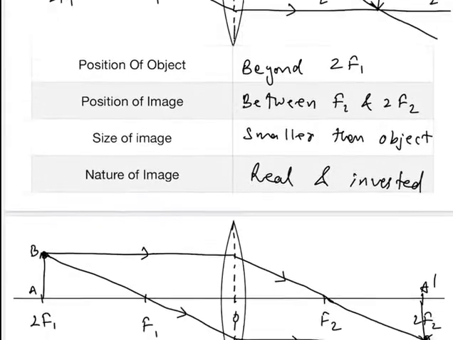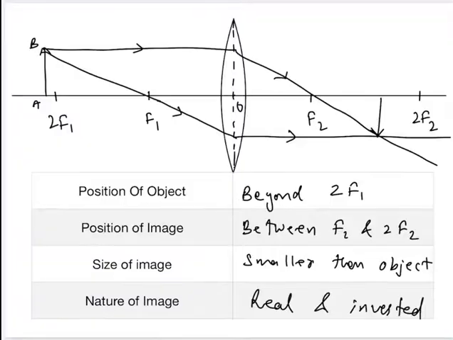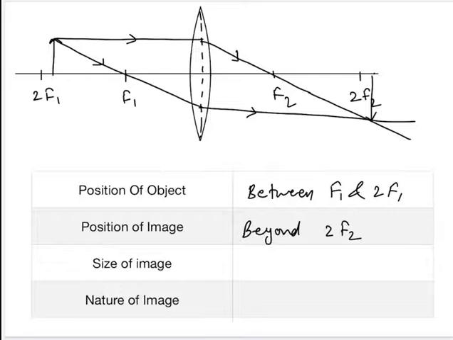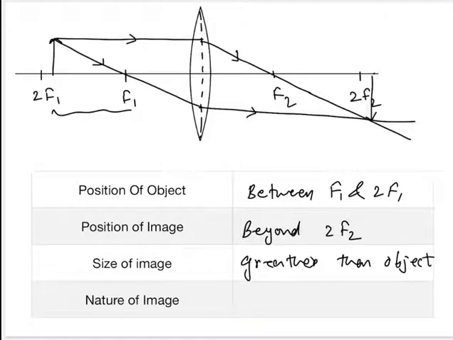We have previously drawn the object beyond 2f1 and the image was formed between f2 and 2f2, just the opposite of it. The image is now formed beyond 2f2 when the object is kept between f1 and 2f1. Size greater than the object, nature real and inverted.